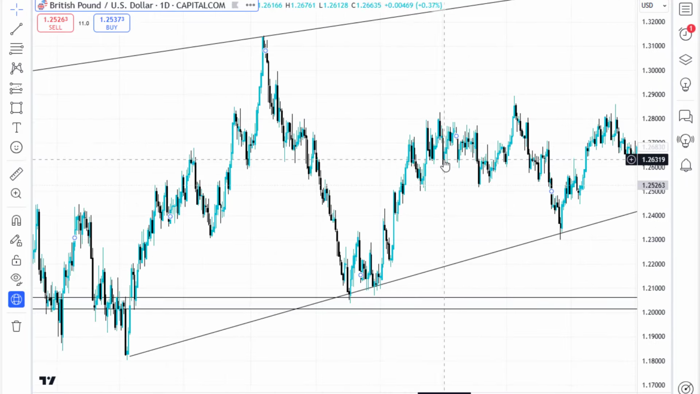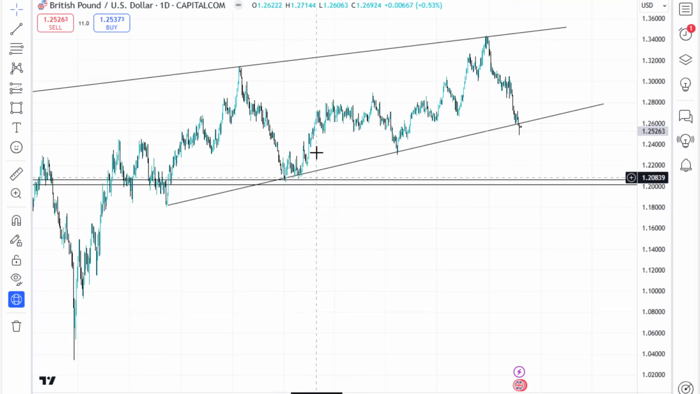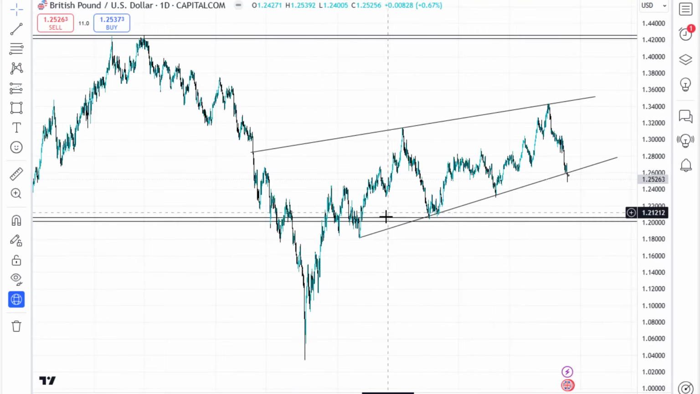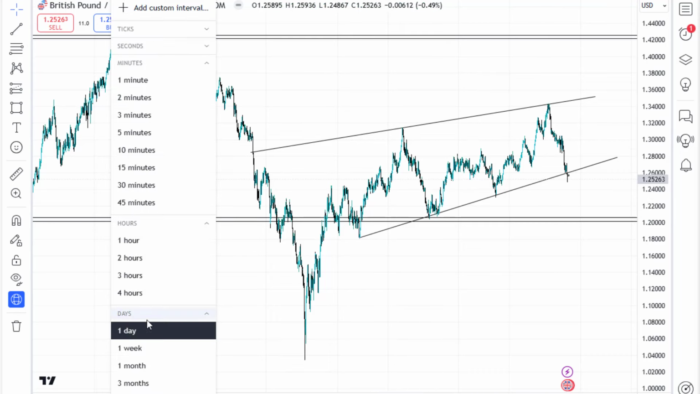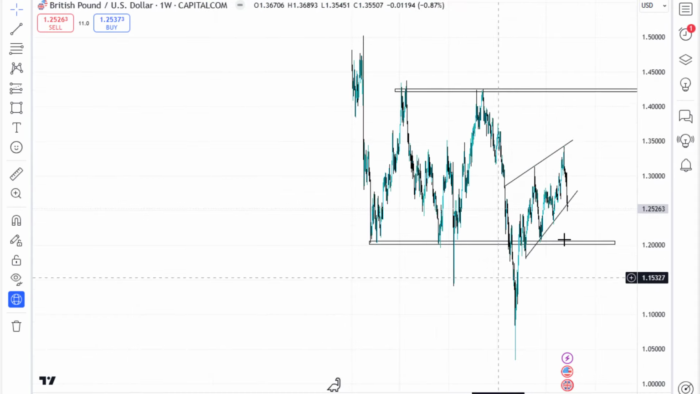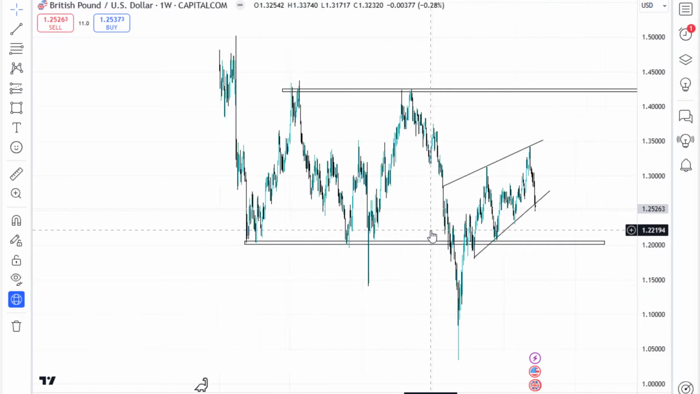So at this point in time, if you look at this market structure, you are going to realize that we have price just closing below a key level here, right? If you look at the daily, you are going to see that price is reacting within this price channel here. In the weekly, we had price reacting within this zone here, which is a kind of consolidation.